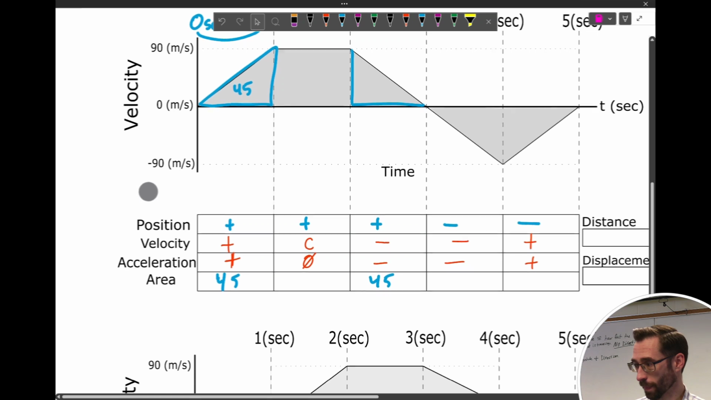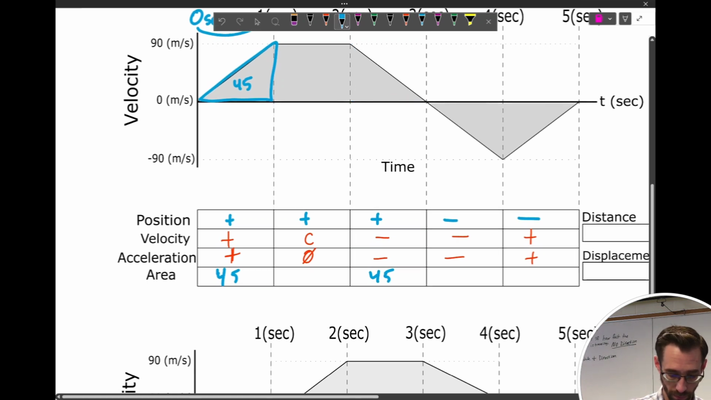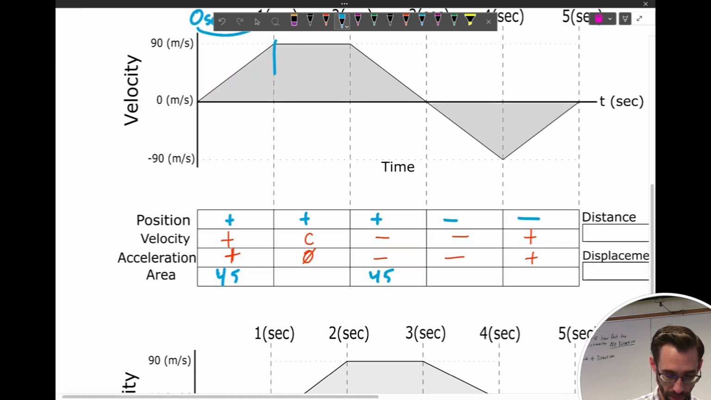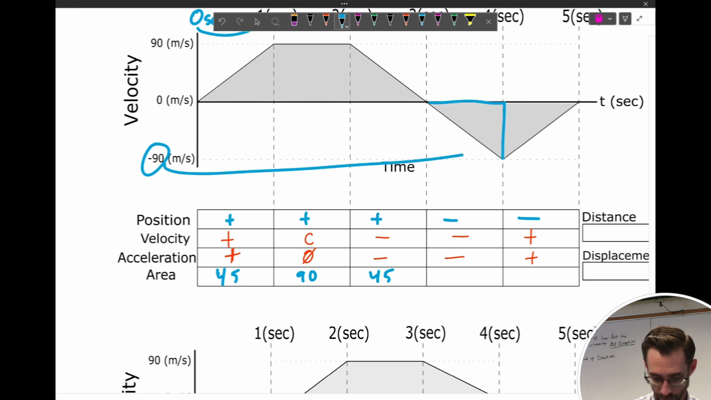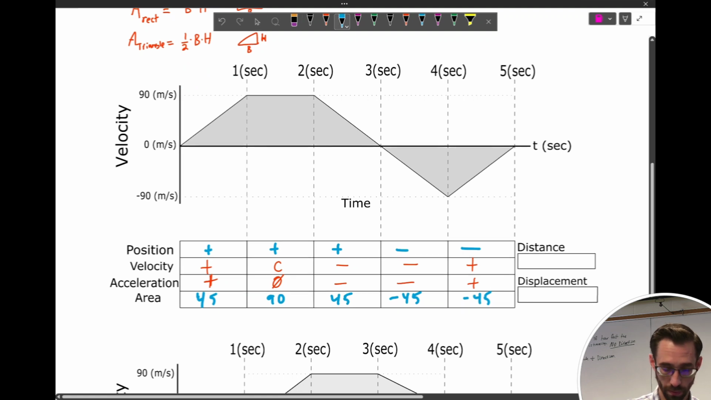What about this rectangle? Rectangle is just base times height, yeah? Height is 90. What's the base? 1. What's 1 times 90? 90. Okay. What about this triangle on the negative side? Negative 90. So if I half that, I get negative 45. Make sense? And then this one has the same base and same height, so negative 45 also. Any questions so far? Pretty straightforward?